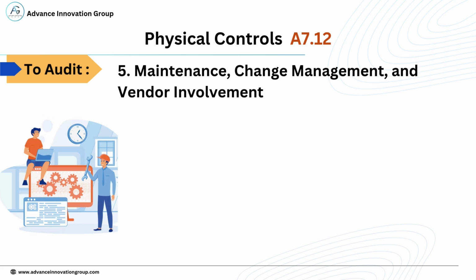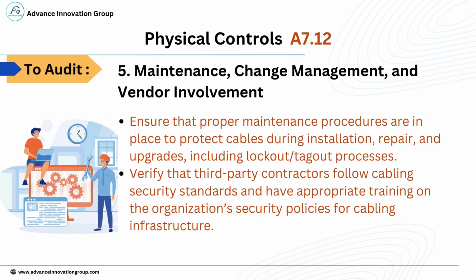Physical controls A 7.12 audit. Fifth, maintenance, change management, and vendor involvement. Ensure that proper maintenance procedures are in place to protect cables during installation, repair, and upgrades, including lockout/tagout processes. Verify that third-party contractors follow cabling security standards and have appropriate training on the organization's security policies for cabling infrastructure.